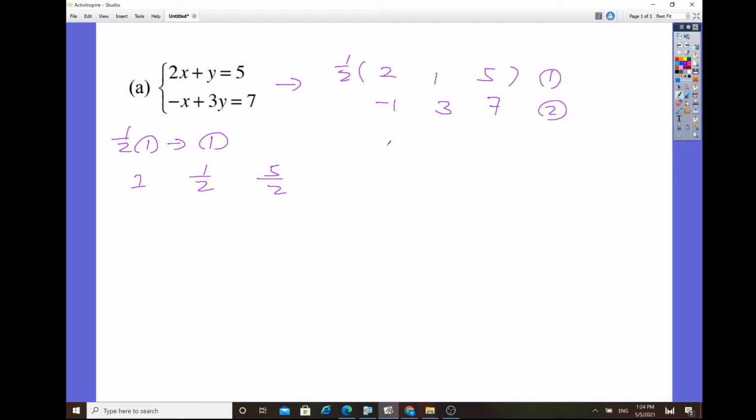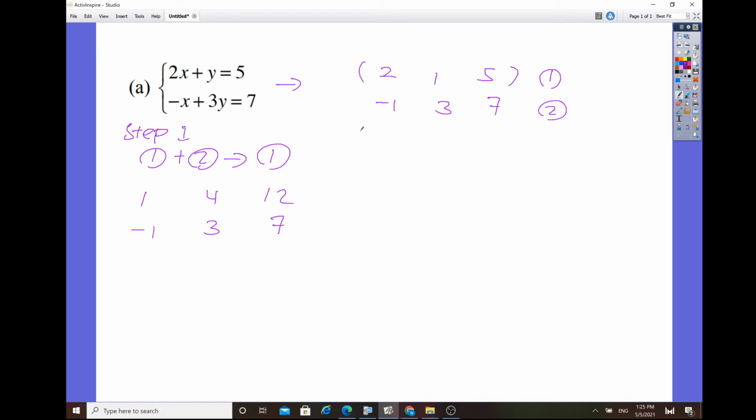But some people don't want to deal with fractions. So what's the other way to do it? We can always combine the rows together. Instead of multiplying the first row by 1/2, we can combine row 1 and row 2 together and place the result in row 1. So 2 plus negative 1 is 1, 1 plus 3 is 4, 5 plus 7 is 12. And the second row, just carry those numbers all the way through. So that's step 1.